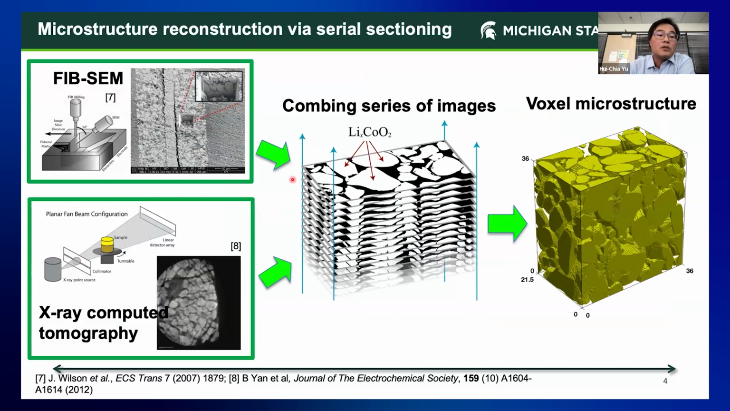For example, for the cathode, most of them are ceramics, so they're using a technique called FIB-SEM. They cut into the sample and take SEM images. On the graphite anode side, it's a light element, so they use X-ray CT scan to scan through the electrode, the anode, and then you have a cross-sectional image, right? If you stack all the cross-sectional images up in the third dimension, you are getting this kind of voxelated microstructure.